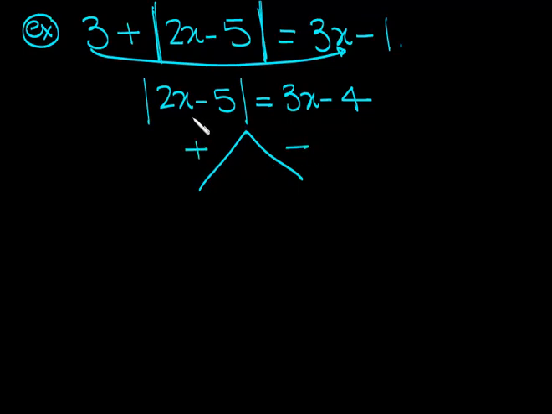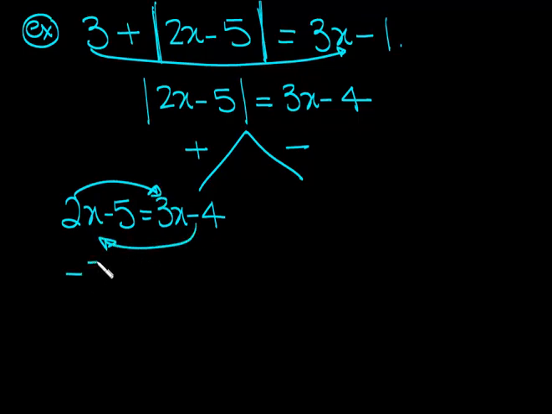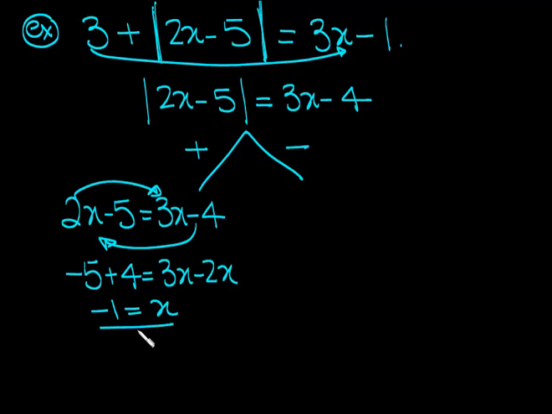So if this is positive on the inside, I don't need those absolute values, so I just get 2x minus 5 is equal to 3x minus 4. And we can solve this for x. So I'm going to move this to the left, move this to the right. So you get negative 5 plus 4 is equal to 3x minus 2x. So you get minus 1 is equal to x. So there's one solution.